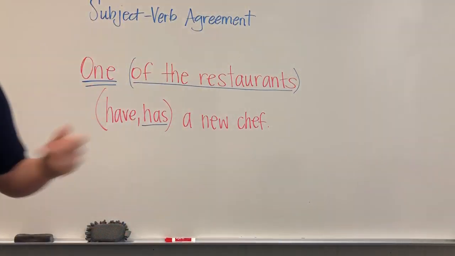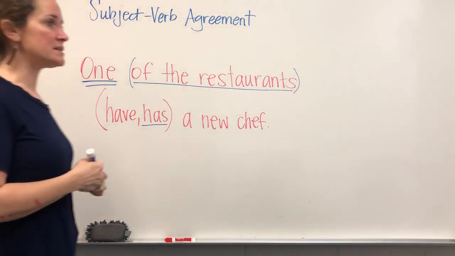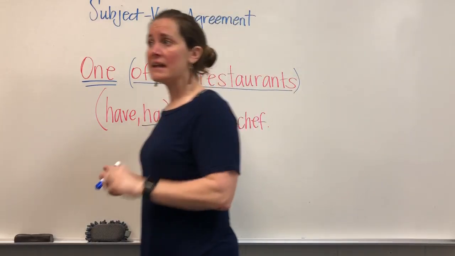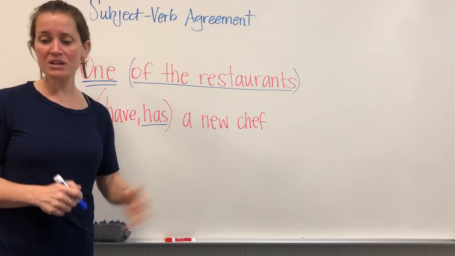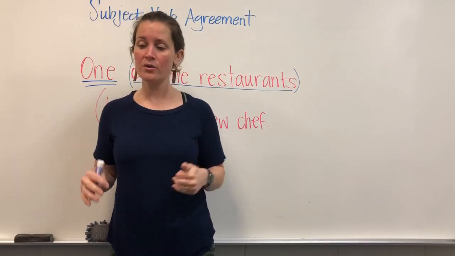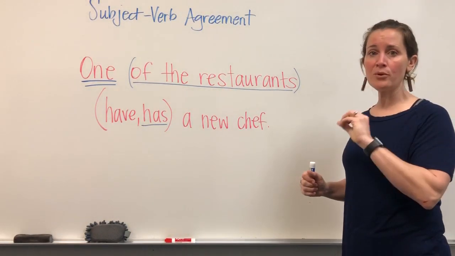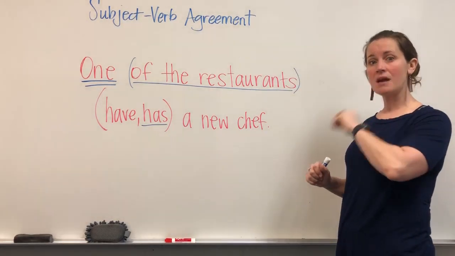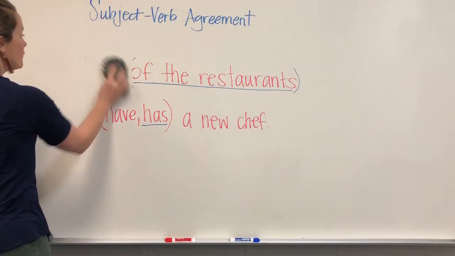Another one would be, my friends on the soccer team are hungry after practice. Well, soccer team, it's just one soccer team. So that is singular. But our subject, rather, is actually my friends. My friends on the soccer team are hungry after practice, okay? So it's my friends, which is plural, are hungry, not my soccer team is hungry, okay? So I hope that that makes sense to you with the prepositional phrases.